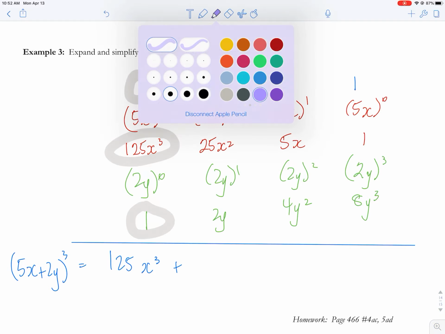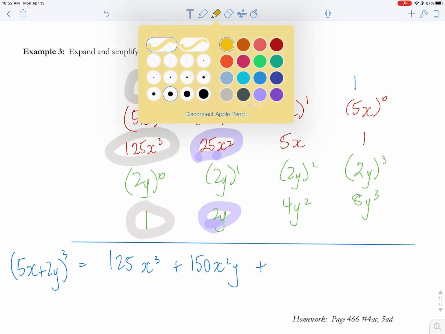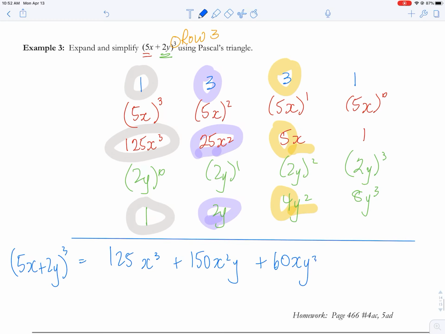For this one, I'm going to do the coefficients first. So I got 3 and the 25 and the 2. That's going to be 150. And then I go back and grab my x squared and my y. So x squared y. Then 3 and the 5 is 15 times 4 is 60. And then go back up and grab the x and the y squared. So 60x y squared.